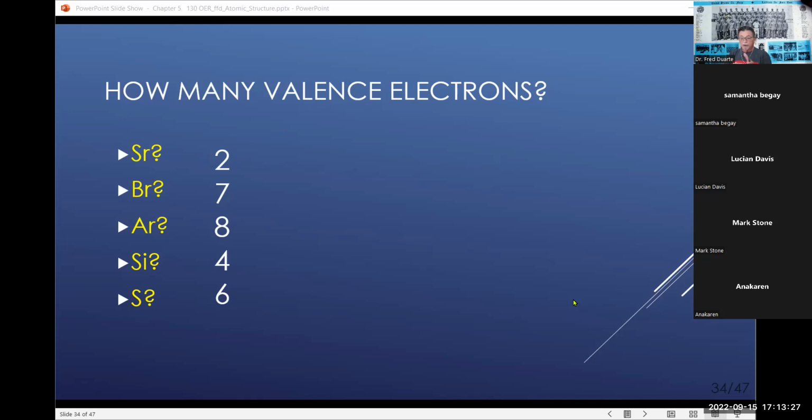Silicon is where carbon is, group 4, so it has 4 valence electrons. We're going to learn that they're put in this group because they have similar reactivity. Why? Because they share the same number of valence electrons. So everybody in group 1A would behave the same chemically, because they share that one property, and that is all of them have 1 valence electron. And sulfur has 6.